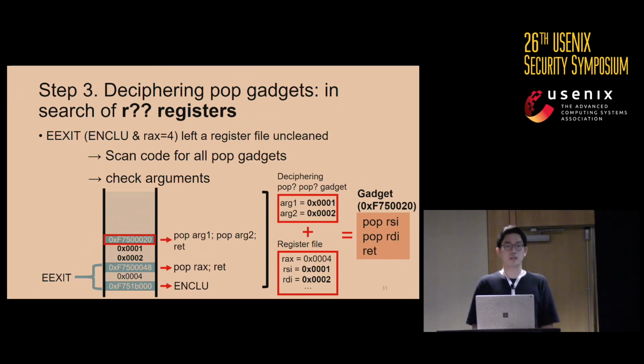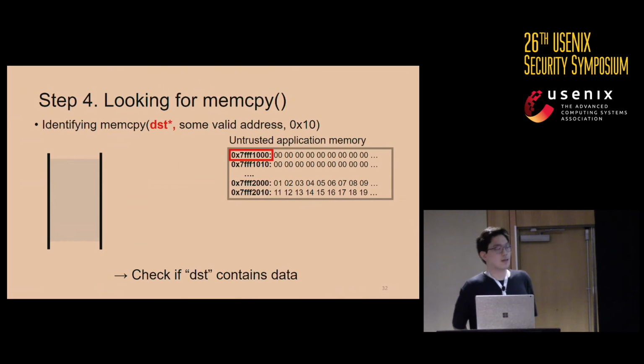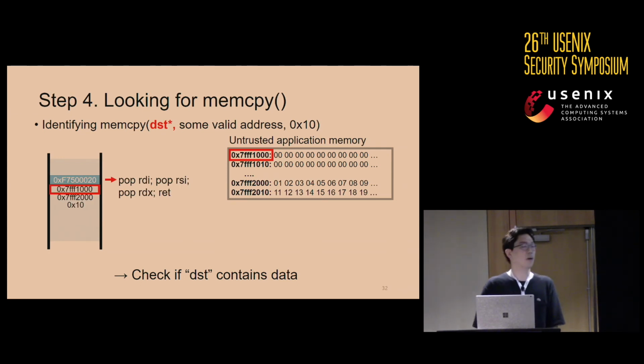So using the same techniques, we can decipher all the pop gadgets that we found at the first step. After we decipher the pop gadgets, we can find a memcopy function using this handful of gadgets. To search for the memcopy function inside the enclave, we first change the gadget that does pop RDI, pop RSI, pop RDX, and return. Here, we set the RDI register as an untrusted memory address. And the RDI register means the destination address of the memcopy.